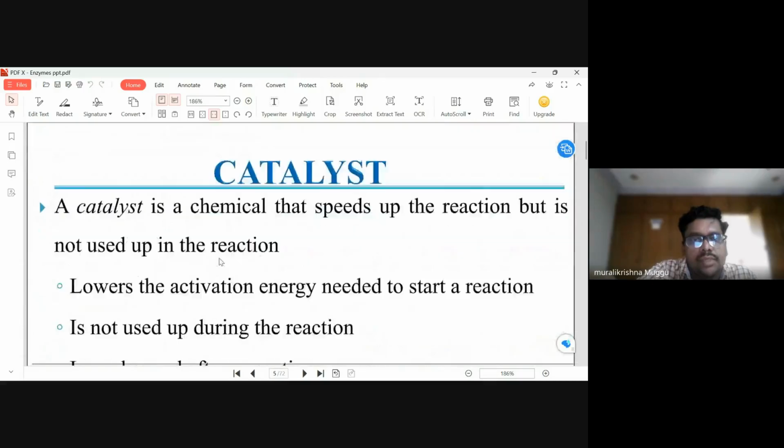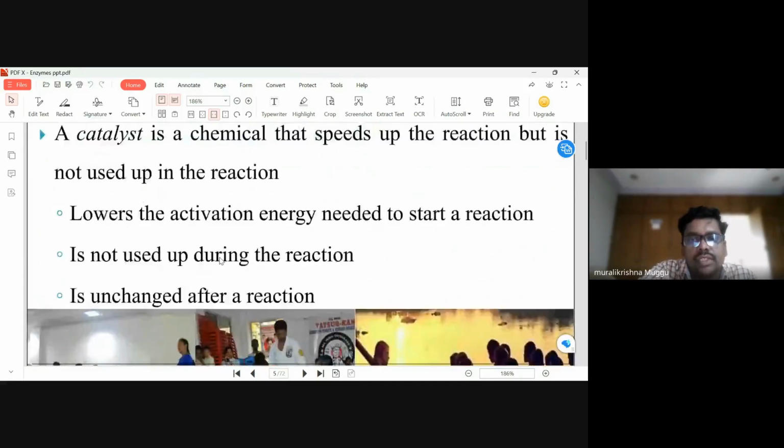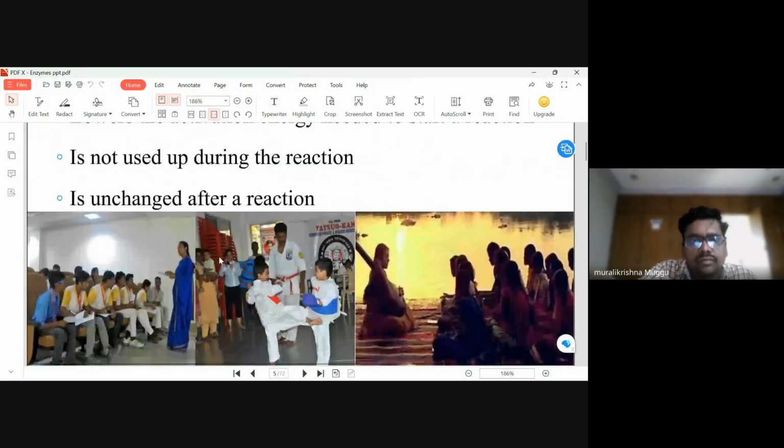A catalyst is a chemical which speeds up the reaction but is not used up in the reaction, and which lowers the activation energy needed to start a reaction. It is not used up during the reaction. It is unchanged after a reaction.